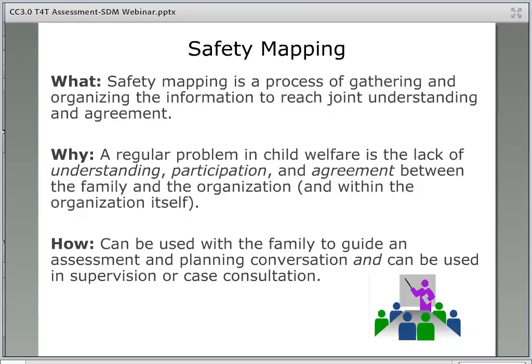Instructors can encourage social workers in the classroom to use mapping as a collaborative safety planning tool throughout the life of the case. This is helpful to use as a way to organize information, build shared understanding with families, and encouraging consistent communication and documentation.